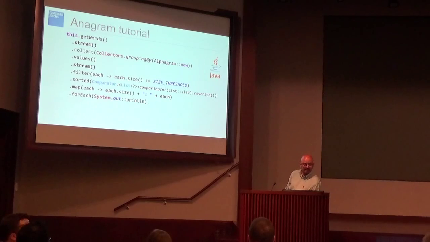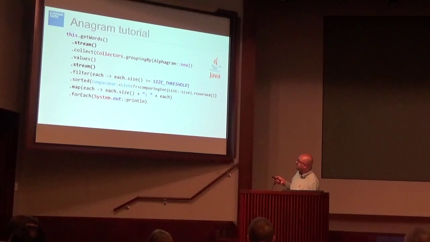From the stream, we actually collect, and as Greg mentioned earlier, we use the collectors groupingBy in order to get a map of collections, and we return a map of alphagram to a list of strings. This would allow us to get words based upon an alphagram. Once we get the map, we need to extract from it the values, which gives us the list of strings to process.